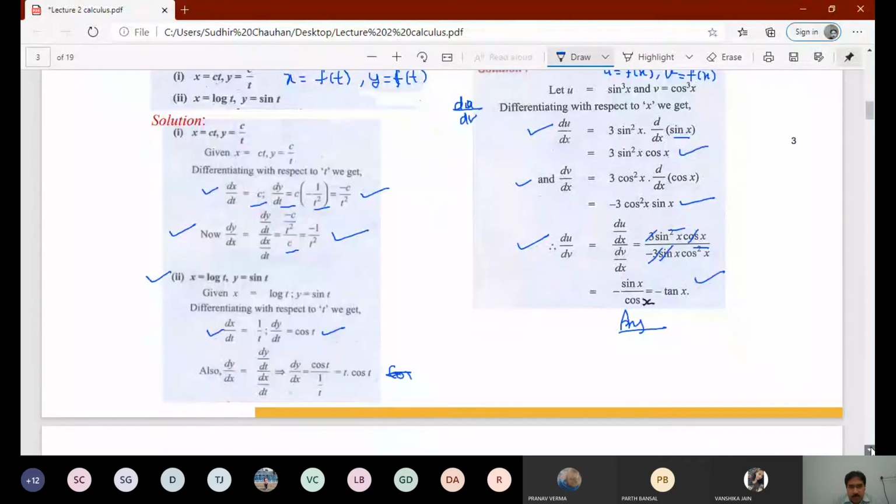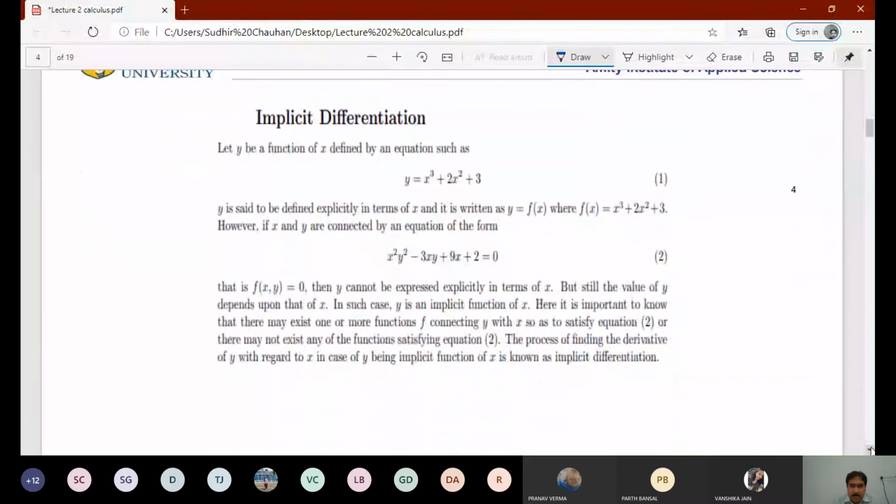So we'll try to do every type of question. Implicit differentiation. Now what are implicit functions? Any student? We have to discuss it. What is an implicit function? What is an explicit function?